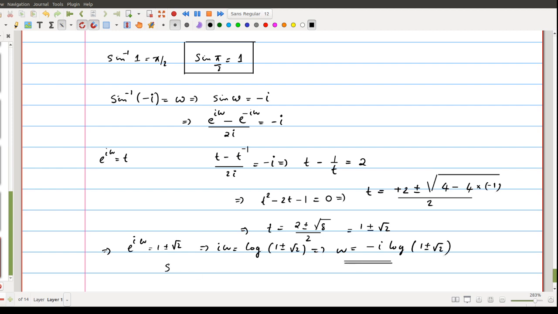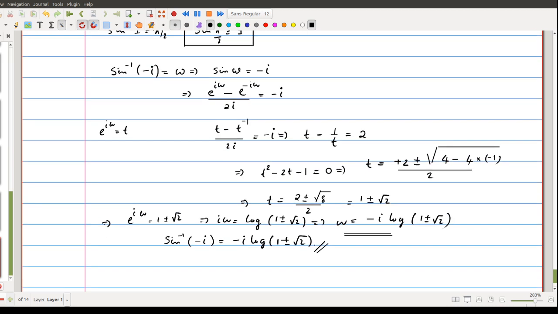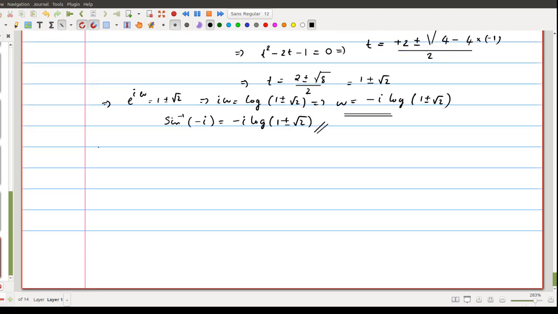This is what we call sine inverse of this, minus i. So sine inverse of minus i is nothing but minus i times the logarithm of 1 plus or minus root 2. This is the value of sine inverse. So in general, how do we evaluate this sine inverse? Sine inverse of z.